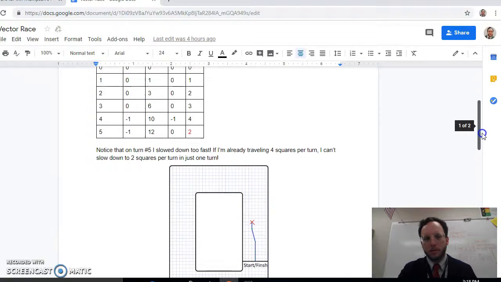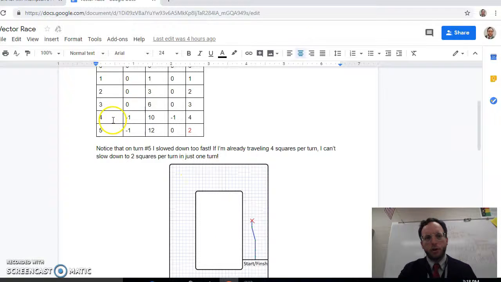Then, as we scroll down so we can see it, on turn 1, we move in the y direction. We accelerate to 1 square per turn, which means we move 1 square forward in that first turn. So we go from the start line just 1 little square up. You'll have a whole page printout of this for your own.